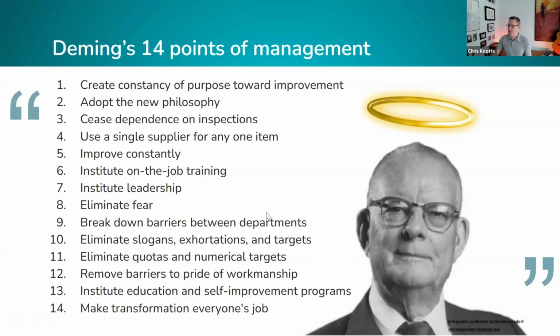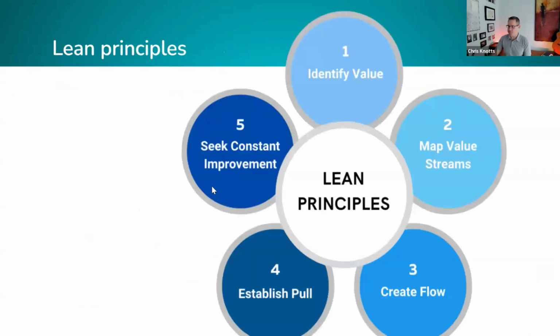Breaking down barriers between departments. That's another one that we hear talked about a lot. The idea of silos, things like that. So this was something Deming identified very quickly. Then making transformation everyone's job. That's another one. But if you skim these 14 points, you'll see some things that probably resonate even this much later.